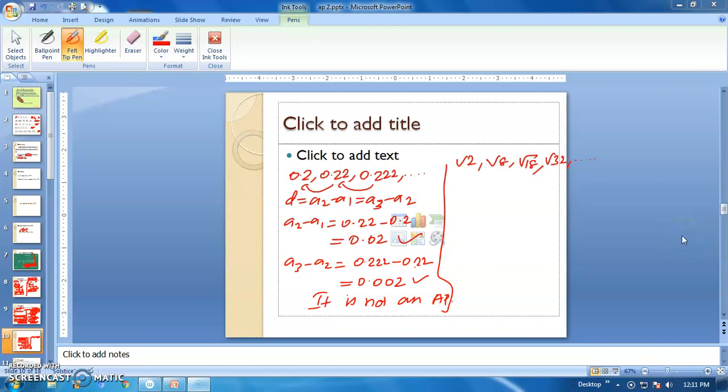Let us continue the slides now. So here, that's the third subdivision. Root 2, root 8, root 18, root 32, etc. They are given here. We are going to check whether it is an AP or not.